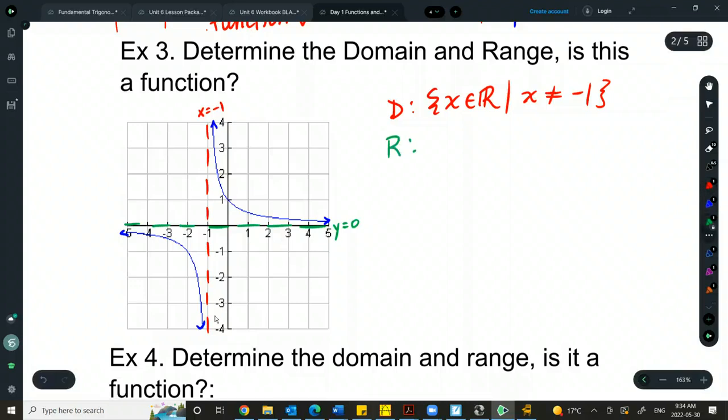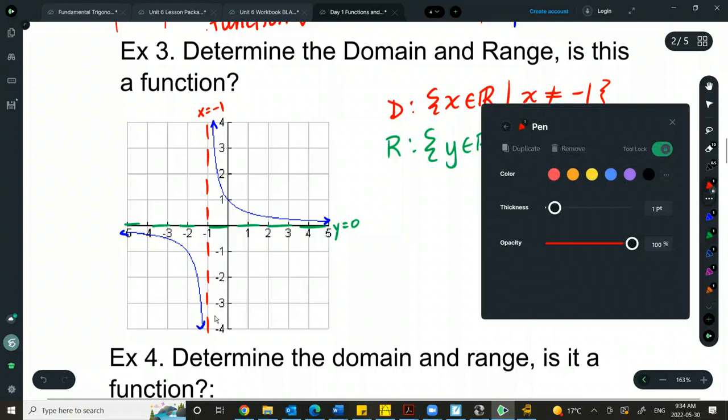For range, how would I say range for this? Can someone transfer that first example of this part? Sophia? Y equals R, and then y equals 0. Perfect. Okay, so that's domain and range for this one.